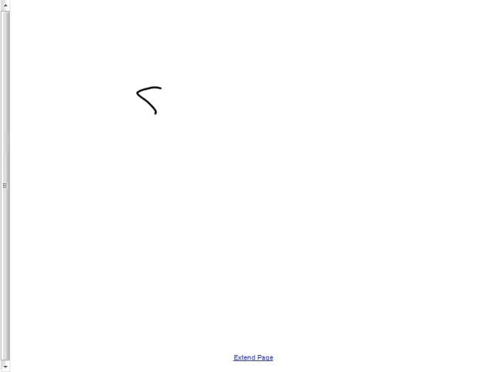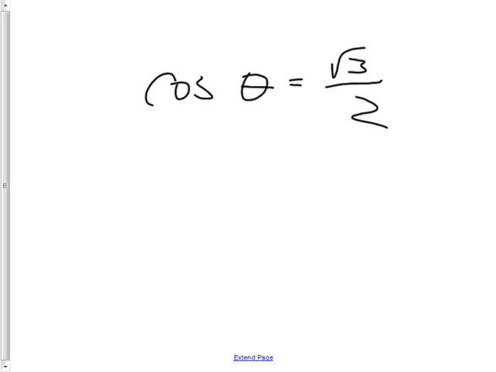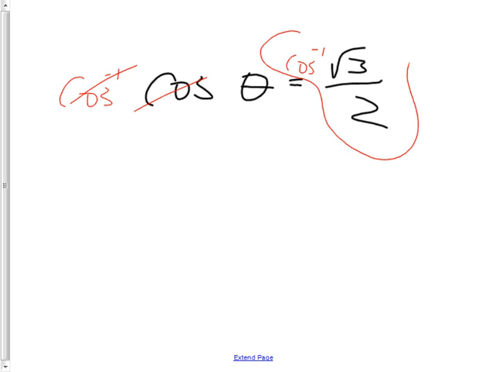If you have a problem like this, let's go with cosine of some angle is equal to √3/2. If you wanted to get the theta alone, and you did this, that would cancel that, and theta's alone, and then the problem becomes inverse cosine of √3/2. So that's why your test question would look like inverse cosine of √3/2. It's not that crazy of a thing. It's just solved for theta.